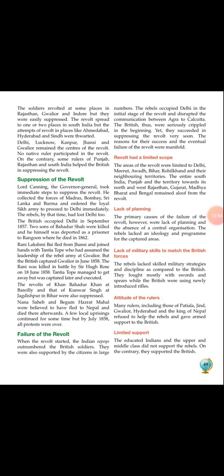Next point, attitude of the rulers. Many rulers, including those of Patiala, Jind, Gwalior, Hyderabad, and the King of Nepal, refused to help the rebels and gave armed support to the British. It means the rulers of Patiala, Jind, Gwalior, Hyderabad, and Nepal refused to support the Indian soldiers and supported the British army.